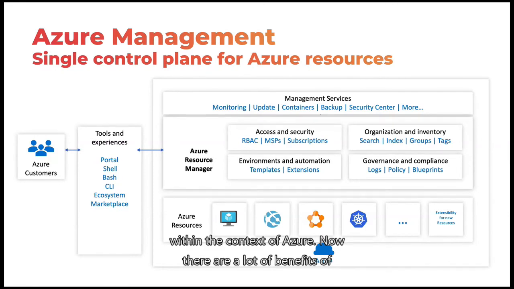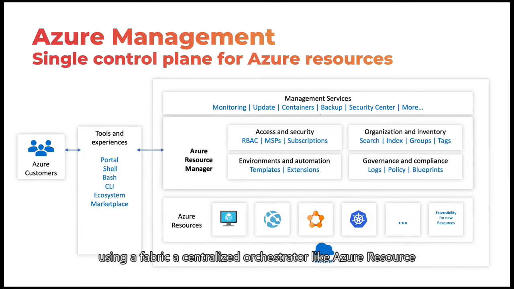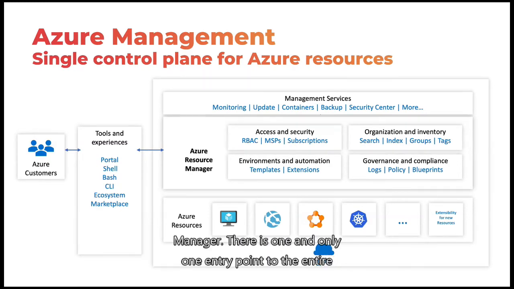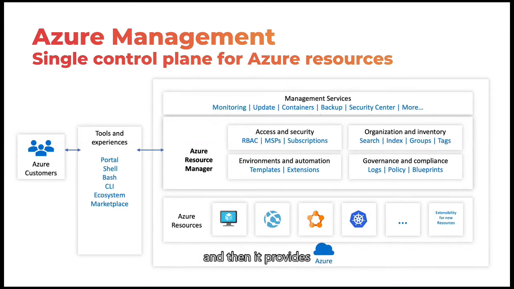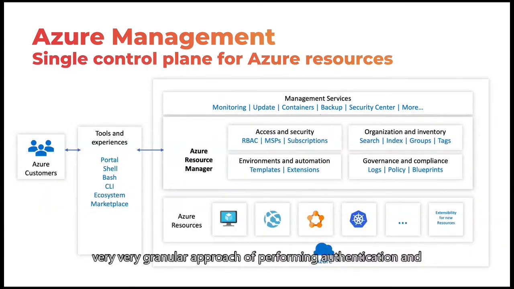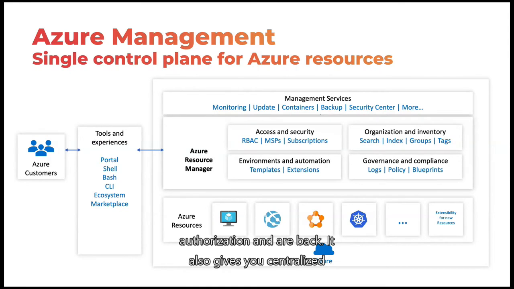Now, there are a lot of benefits of using a fabric, a centralized orchestrator like Azure Resource Manager. There is one and only one entry point to the entire cloud environment, whether it is public cloud or hybrid cloud, and it provides a very granular approach to authentication, authorization, and RBAC. It also gives you centralized capabilities like monitoring, DevOps capabilities, auditing, applying policies, and ensuring compliance.